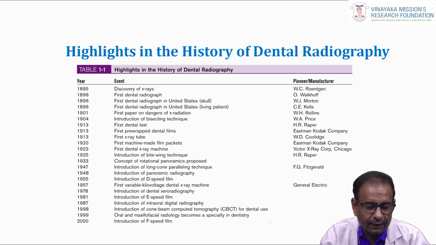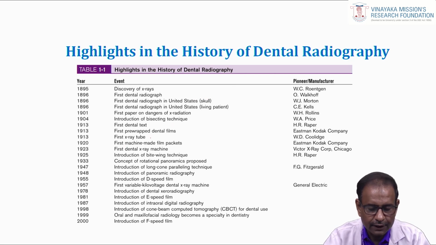Some of the highlights in the history: the first X-ray was discovered in 1895. Just 1 year after that, the dental radiograph was being used. 1896, remember, the first dental radiograph in the United States. And then in 1913 the first X-ray tube was invented. Then the first dental X-ray machine was created in 1923. Likewise, the bitewing X-ray technique is from 1925.